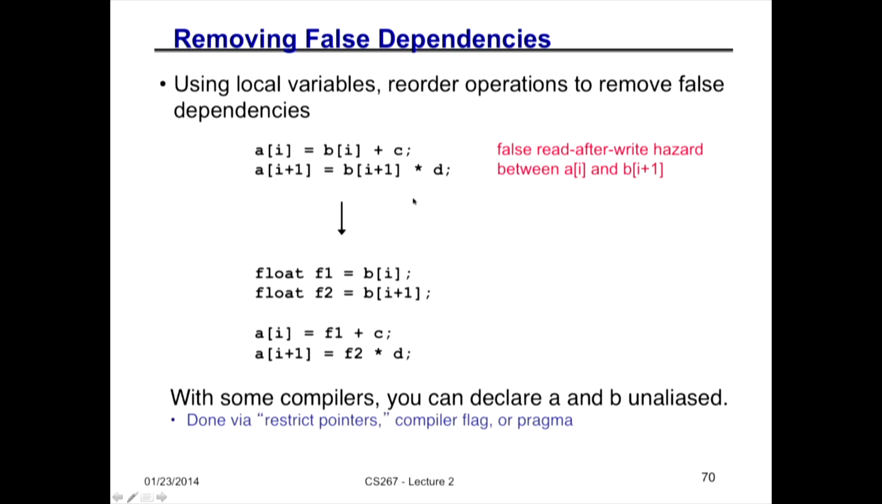And so how do you tell the compiler that, no, I really mean they don't overlap? There are several ways to do that. And I should say this is only a problem in C. Fortran will assume they don't overlap. Fortran assumes they don't, and C assumes they do.